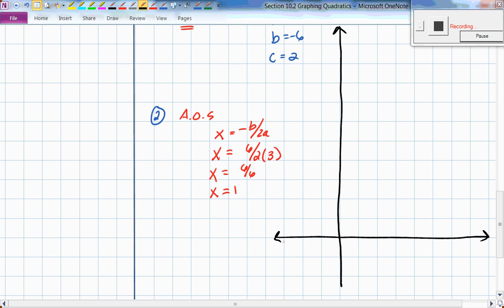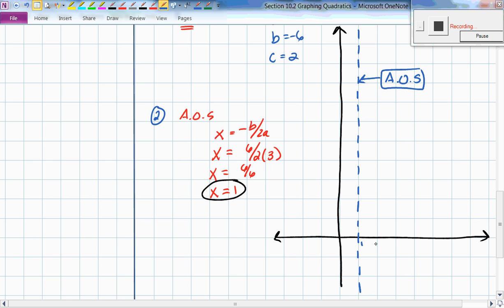Alright, and the axis of symmetry is the line x equals 1. Is that a vertical line or is that a horizontal line? It's a vertical line. So take your ruler and go over to where x is equal to 1, right there, and draw a vertical line, but we're going to make sure that we dash it because our axis of symmetry needs to be dashed. And we're going to label A.O.S., and we're going to point right to it just like that.